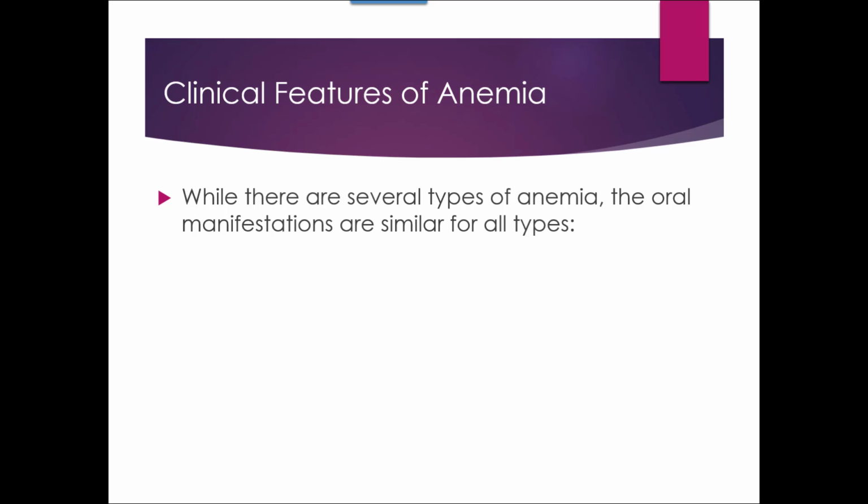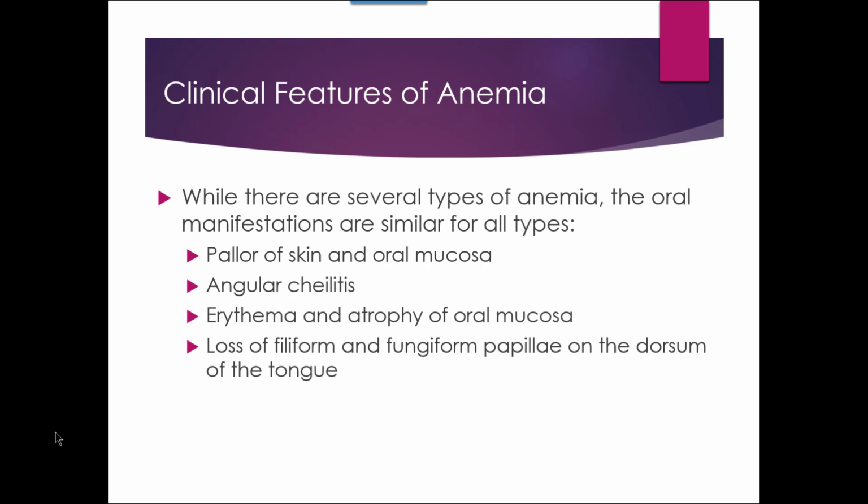When we're talking about anemia, there are a few things that all the different types have in common in the way that they manifest themselves in the oral cavity. So the skin will be much paler, the mucosa as well, and angular cheilitis, which we've seen in earlier chapters in this book. While there can be pallor, there can also be erythema and atrophy of the oral mucosa. And then on the tongue, we'll see loss of filiform and fungiform papillae.